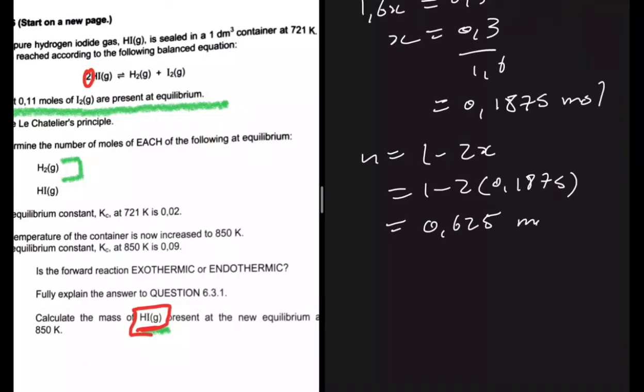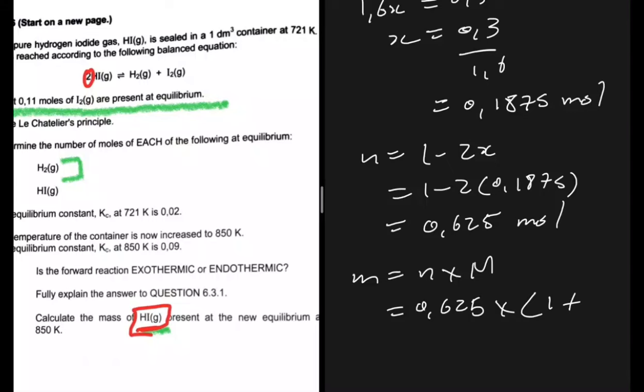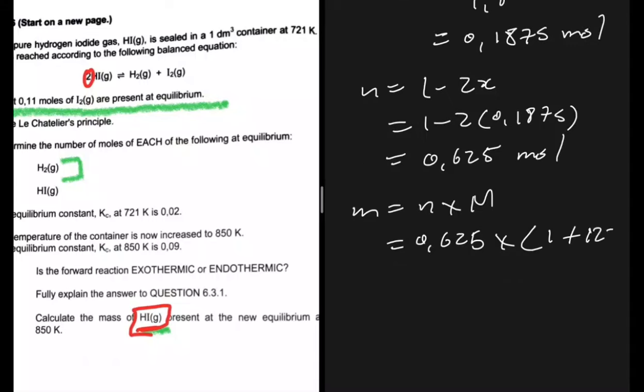So we have the number of moles of HI at equilibrium. Lastly, the mass will equal the number of moles multiplied by the molar mass. The number of moles is 0.625. I know that the molar mass of hydrogen is 1. How can we forget that? Now we just need the molar mass of I. That is 127. And then if I multiply those two, I'm getting 80 grams.